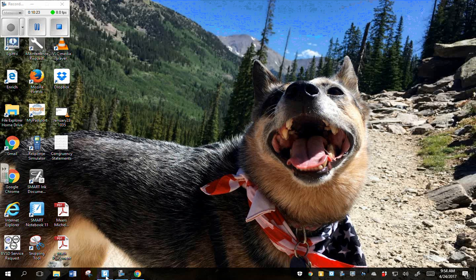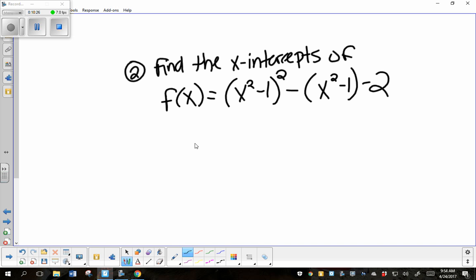All right, so on this one, does anyone have an idea? We're going to use the same strategy here. Let's let u equal something so that it looks quadratic. Does anyone have an idea? Raise your hand for what we could let u equal in this case. Elise? Elise says let's try letting u equal x squared minus 1.